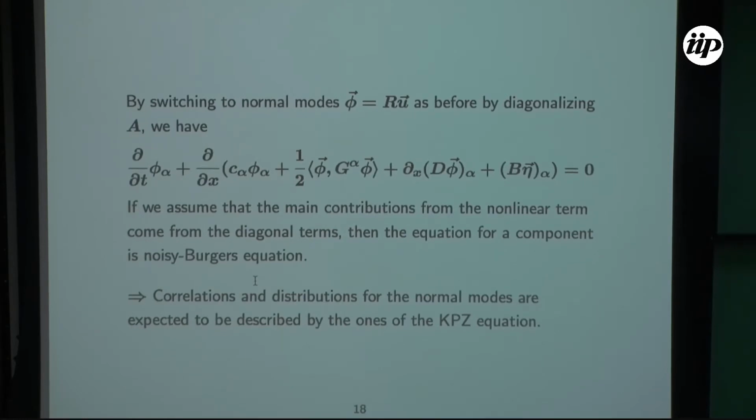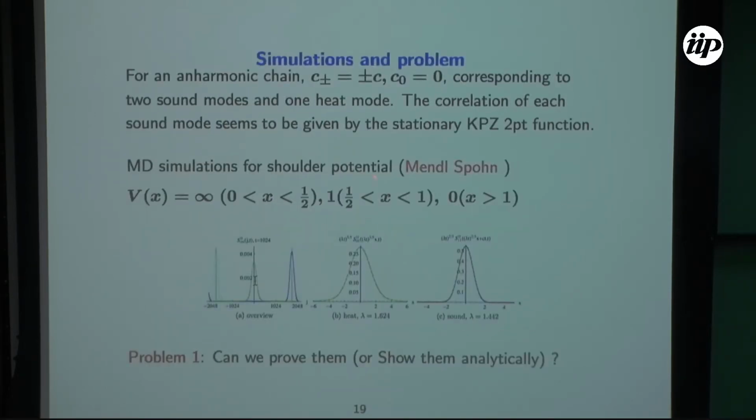Even though this is very heuristic, especially since we put the noise in by hand, there's no reason to believe it. But the prediction is rather concrete, so we can try to check it in simulations, for example. And if you do that for some nonlinear potentials, a very simple one like this, then one can see rather good agreement with the prediction from the nonlinear fluctuating hydrodynamics.